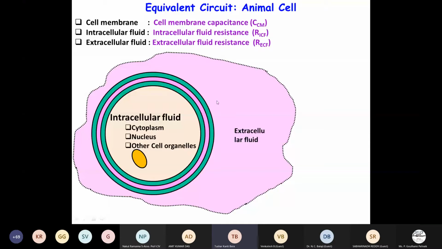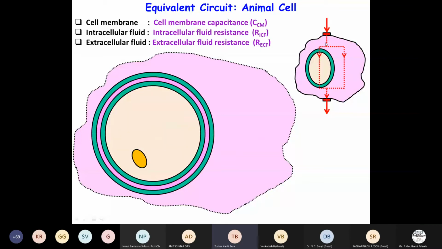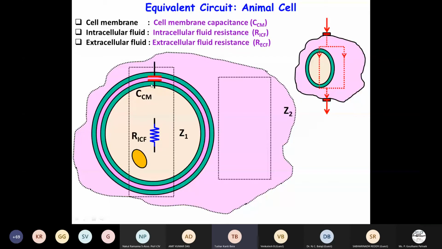So if we take one isolated cell, or if you model it, and we assume that some electricity is injected, then the electricity may have two paths, one through the cell and the other through the extracellular fluid. Now the current is divided in two paths, which means there will be a parallel circuit. For this type of cell, the capacitance will be developed by the cell membrane. So we put the cell capacitance CCM, and then there will be resistance inside the cytoplasm or intracellular fluid. So there will be RICF, and for the extracellular fluid there will be another resistance, RECF.